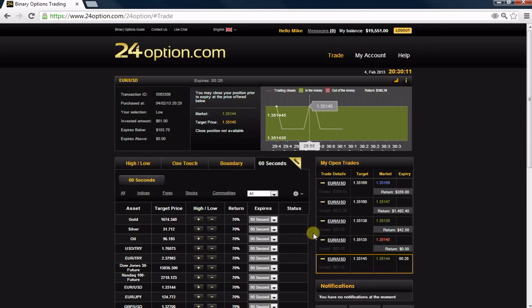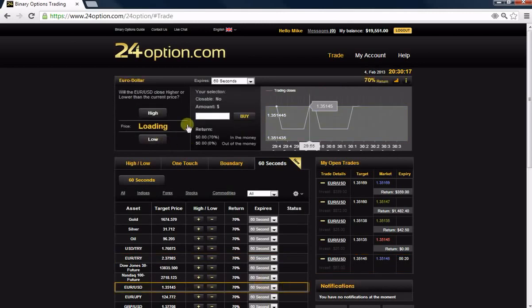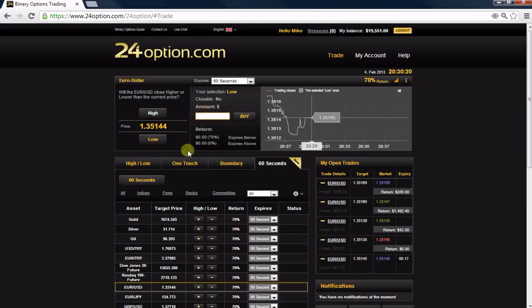So it looks like this one's kind of hovering around. We're going to want to go to the Euro-US dollar again, hit low. Go with $25 again. Now it may tie. Regardless, okay, it looks like we're going to win this one. We're going to continue with $25. Okay, we won that $61, so we got our $17.